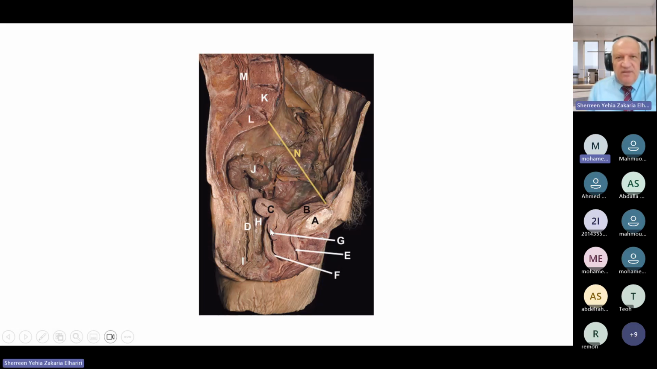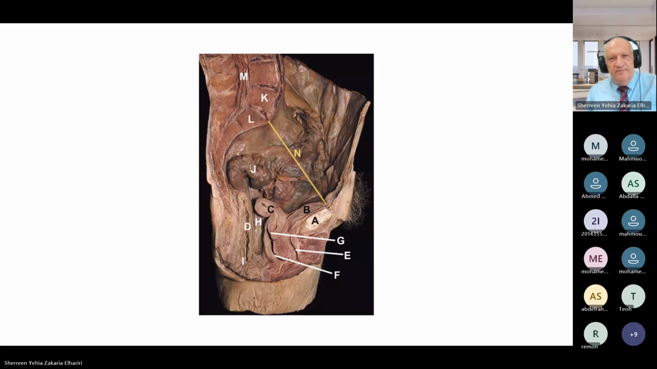After that, H is the Douglas pouch. Yes. Okay. I is the anal canal. J is the sigmoid colon. Yes. K is the fifth lumbar vertebra, L5. Yes. And L is the first sacral vertebra, S1.